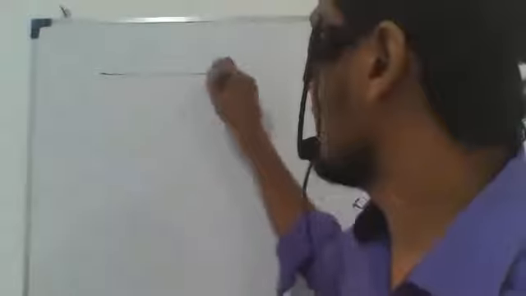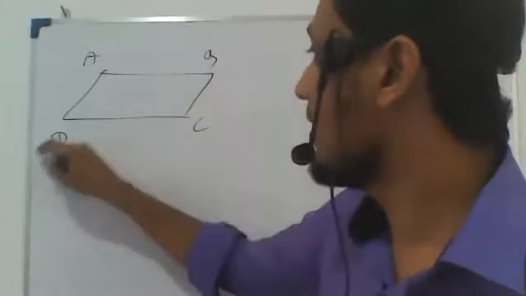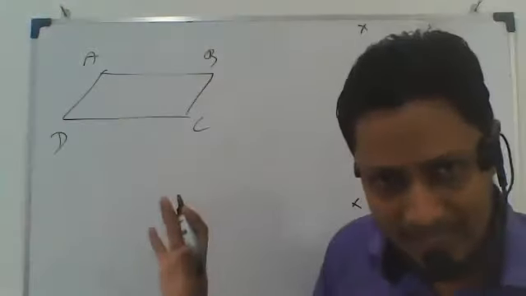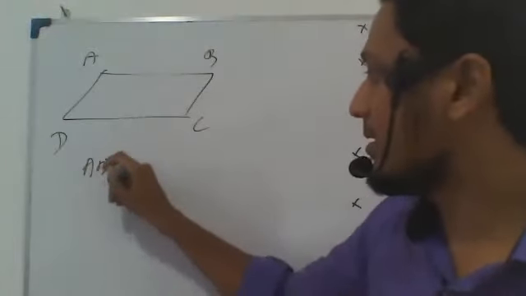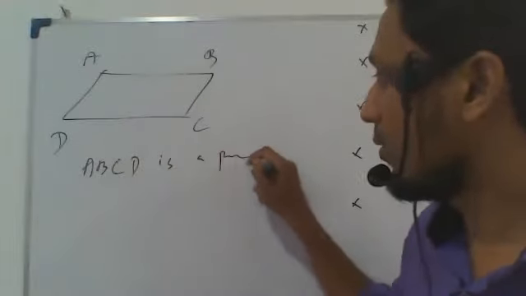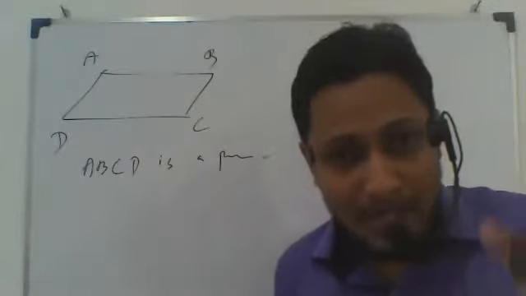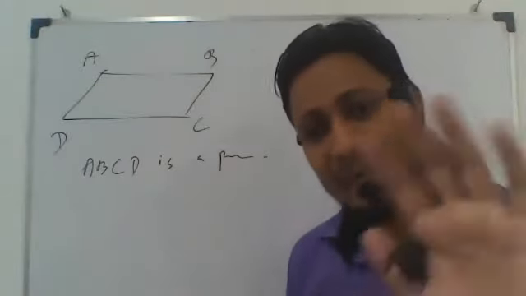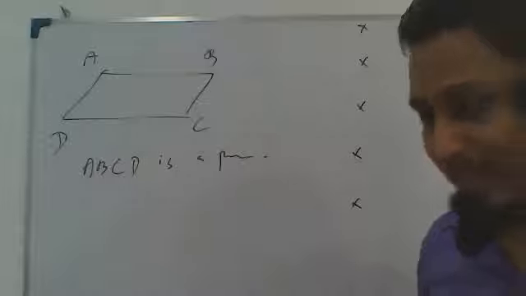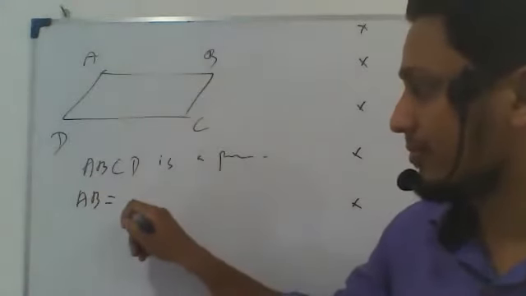Look at this one. I'll mark it. ABCD is a parallelogram. 1, 2, 3, 4. ABCD, it's a parallelogram. Then what can you say? Tell me. Opposite sides are equal. That means who are equal? Tell me, AB equal to whom? AB equal to CD, DC.